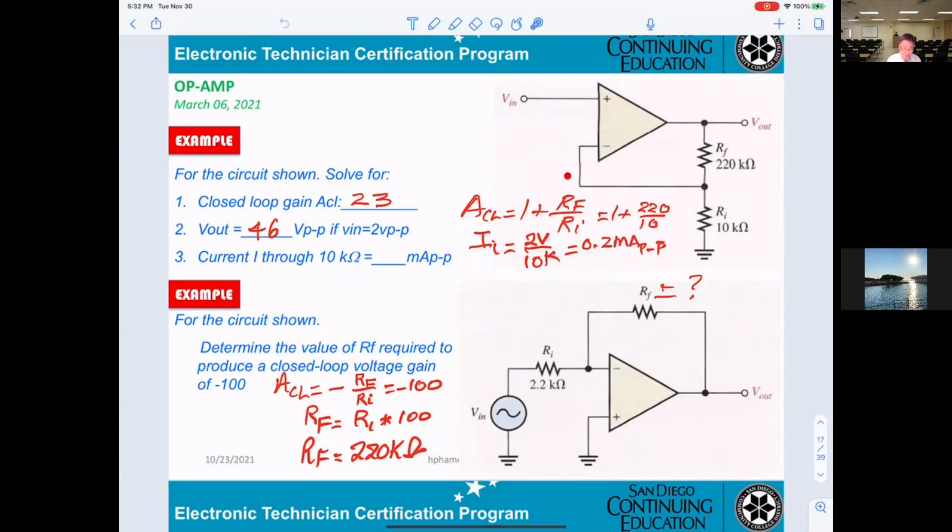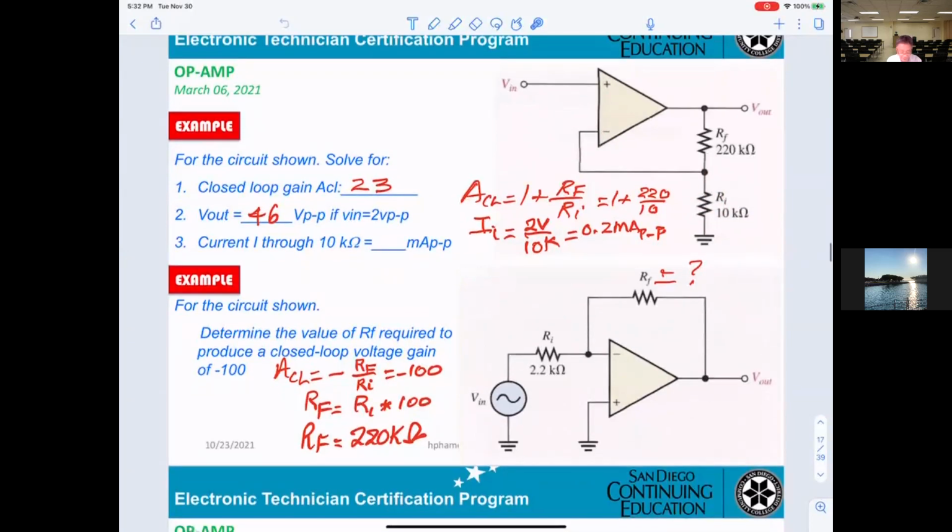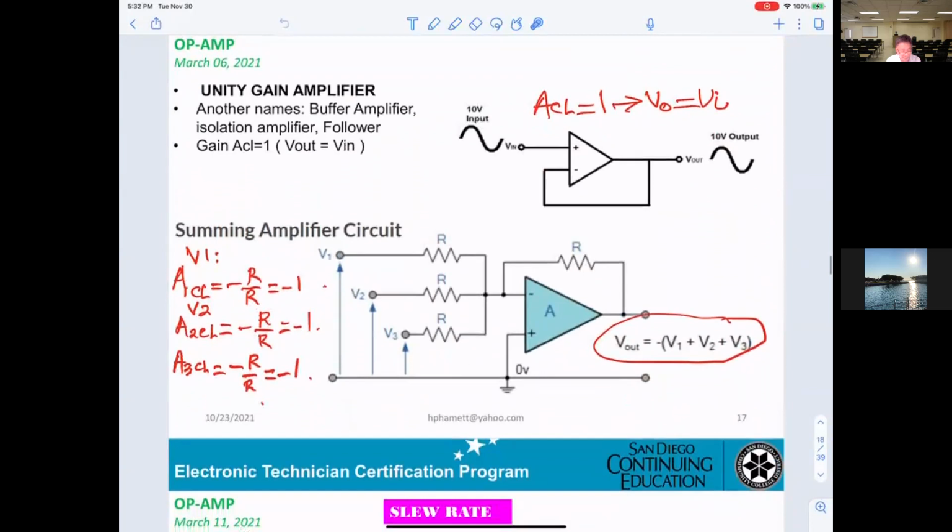So you can take that voltage divided by this resistor to get the current, okay? The next op amp you must know is the unity gain amplifier. That means the gain of this amplifier equals 1. It also has different names for this circuit, like buffer amplifier, isolation amplifier, or follower, okay?